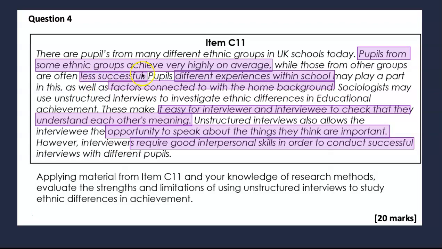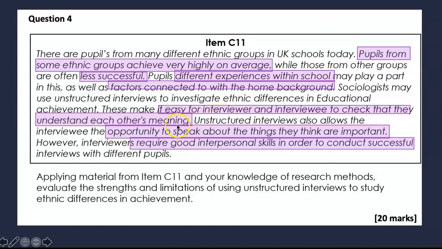And then we've got factors connected to home. Different experiences within school, so you've got different experiences anyway, and then it's pulling out within school. So you should be thinking about factors that affect different ethnicities' achievement within school, but then also home background. Within school, you've got labelling and teacher racism, for example. Home backgrounds, you've got some ethnicities tend to be working class, so you'll have lots to do with income, poor housing, poor nutrition, etc. You might also want to bring in parents there as well.